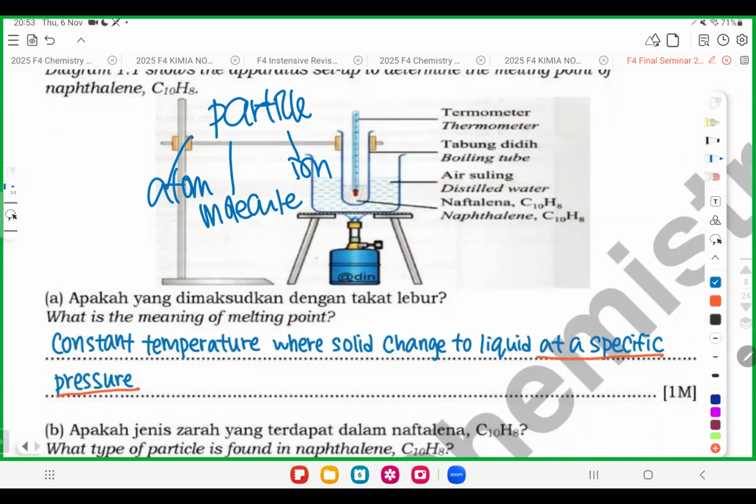Atom is something that comes alone. Molecule is non-metal and non-metal joined together. Ion is something that has a charge. All right, make sure everyone knows the difference between atom, molecule, and ion.